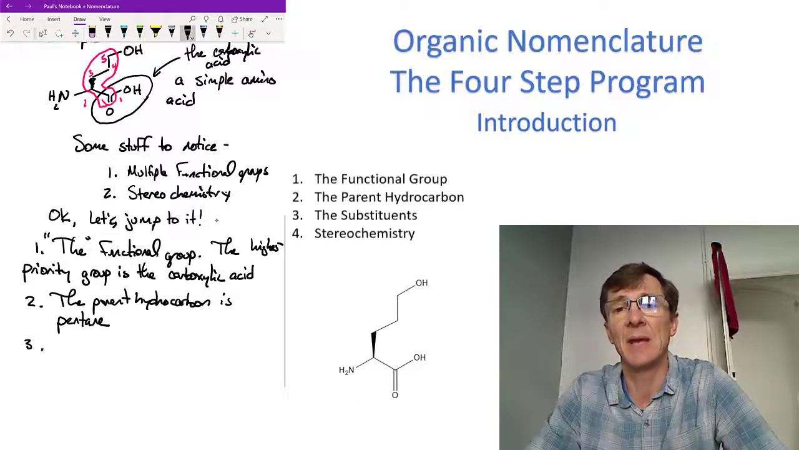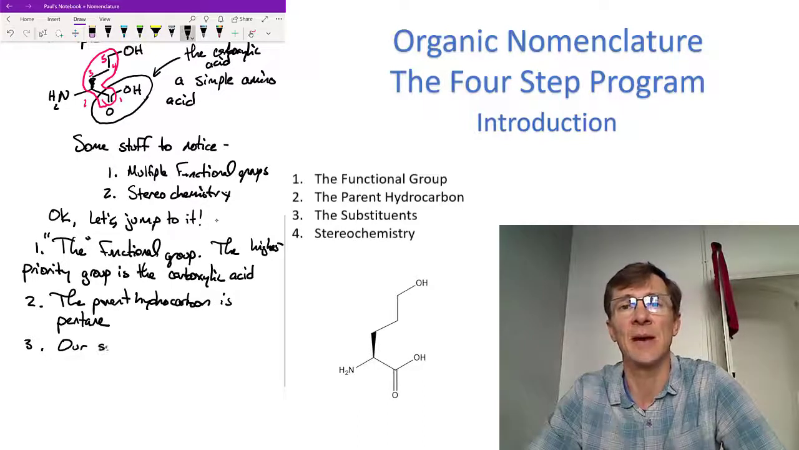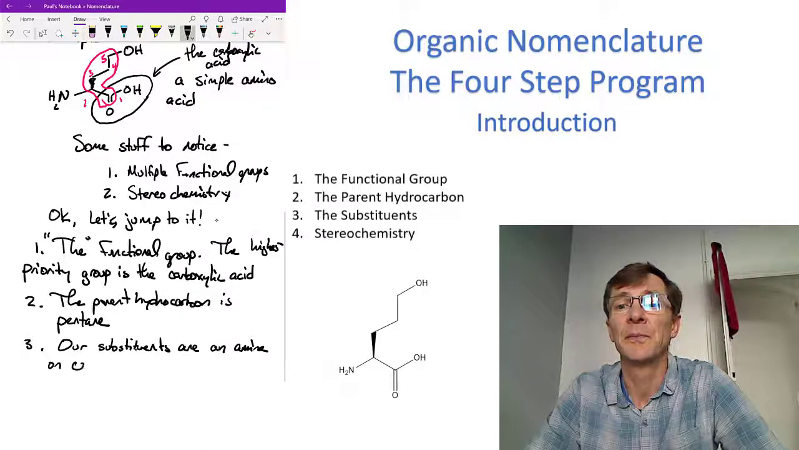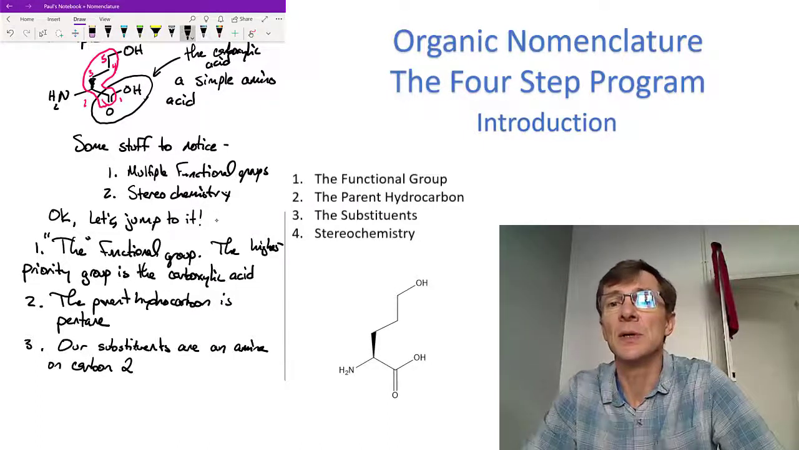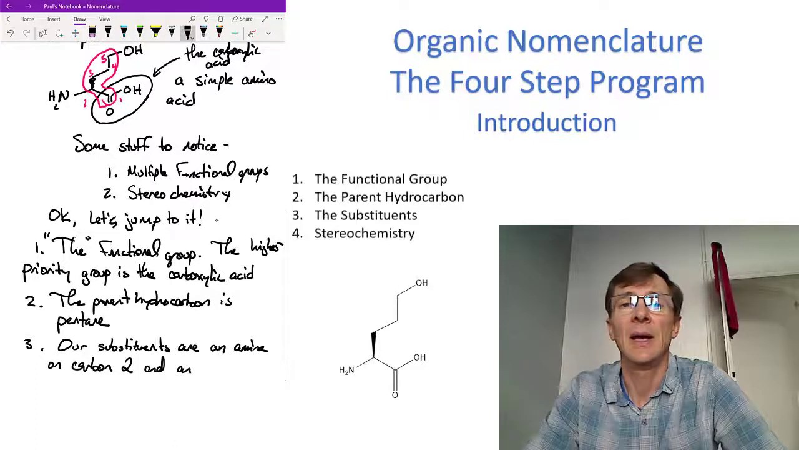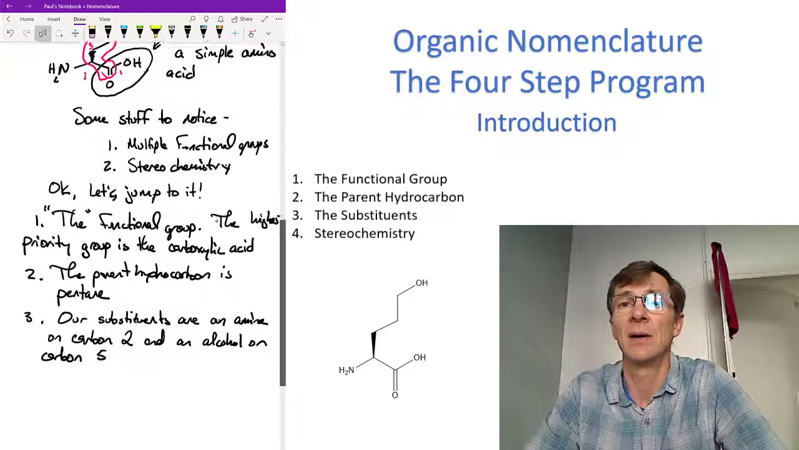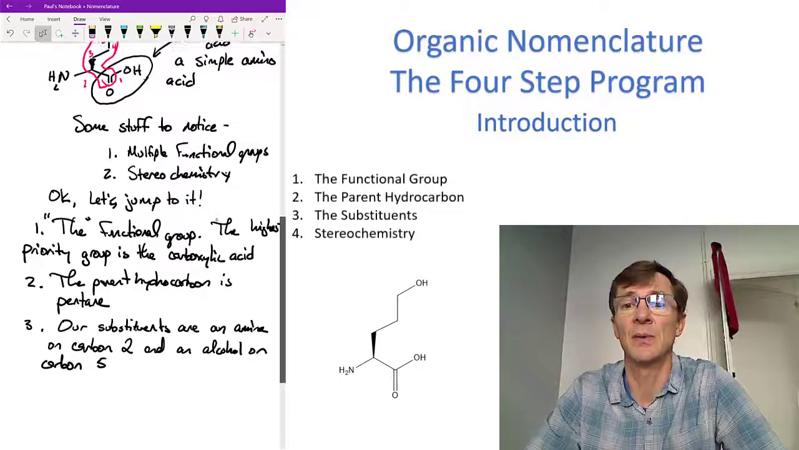Step 3 is everything that we haven't indicated so far. Every atom that we haven't included in our parent hydrocarbon and our functional group gets talked about in step number 3. And in here, the only things that we haven't described already are our amino group, which is on carbon number 2, and our alcohol, which is on carbon number 5. Now, we give things slightly different names when they're substituents than when they are the functional group of the molecule.